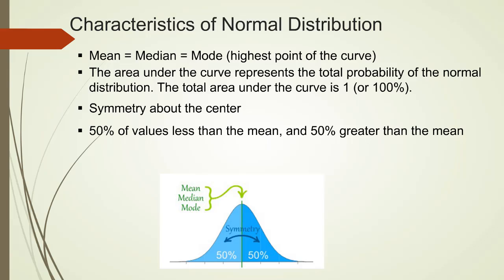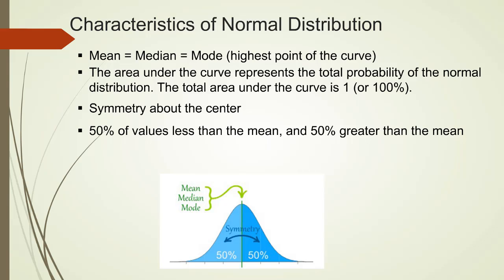All of the normal distributions have the following properties. First, the highest point of the bell curve is the mean, median, and also the mode of the distribution. That means the normal distributions are unimodal. Second, we use the total area under the curve to represent the total probability of the normal distribution. The total area under the curve is 1 or 100%. Third, the bell curve, or normal distribution, is completely symmetric about the center. In other words, it's a mirror image to the left and to the right of the center, or the mean.